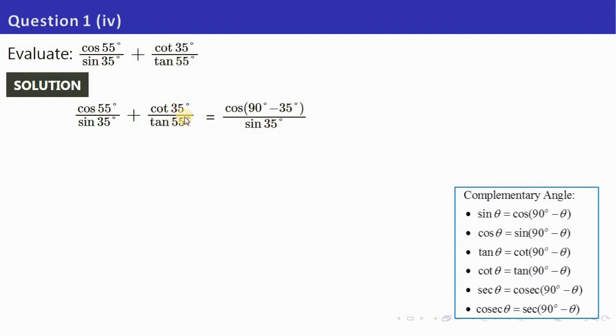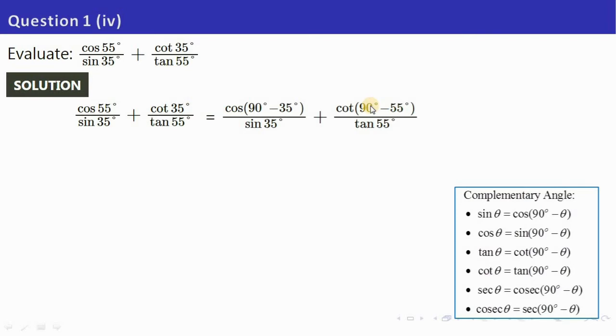Similarly, let us see here as well. Since you are changing 55, you can do the same out here as well. Or if you want to change 35, that is also fine. Here I have changed 35, and 35 can be written as 90 minus 55. So here we get cot(90 minus 55) is cot 35 itself, right?